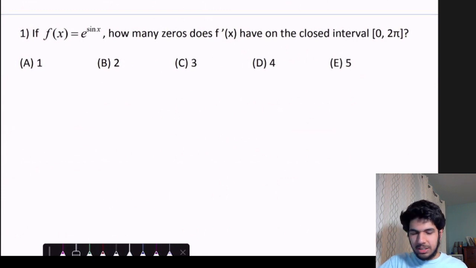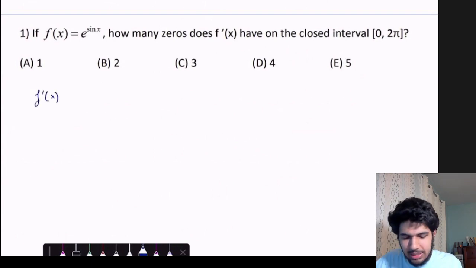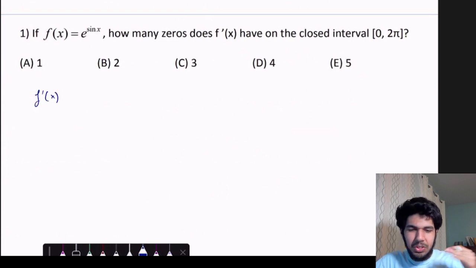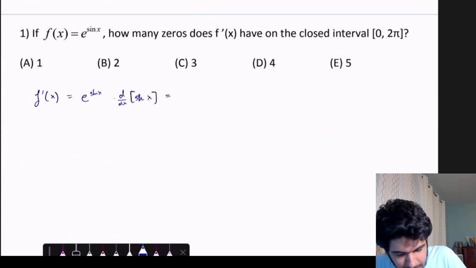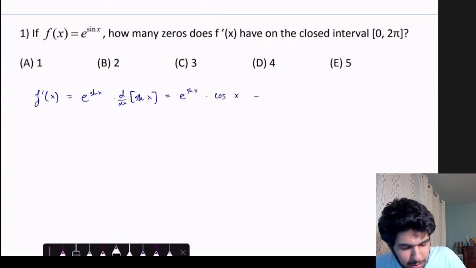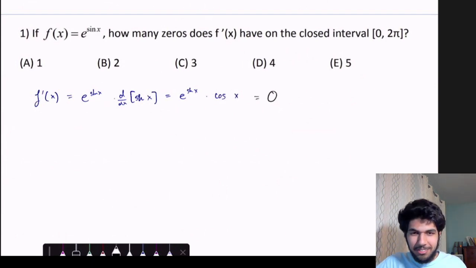So we need to take the derivative of f of x. So f prime of x, let's see, e to the sine of x. How do we do the derivative of e to something? We keep that e to something and take the derivative of the something. So this would be equal to e to the sine of x times the derivative of sine of x. So that's equal to e to the sine x times cosine of x. And we want this to equal 0. Well, now we have to be a little careful. What does e to the sine x look like?